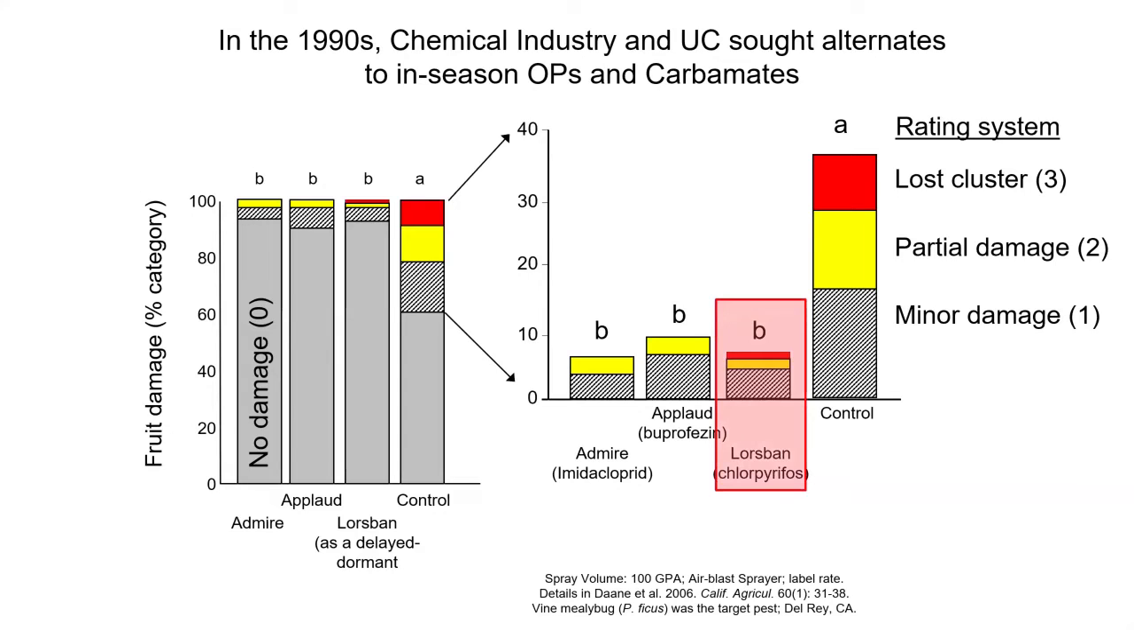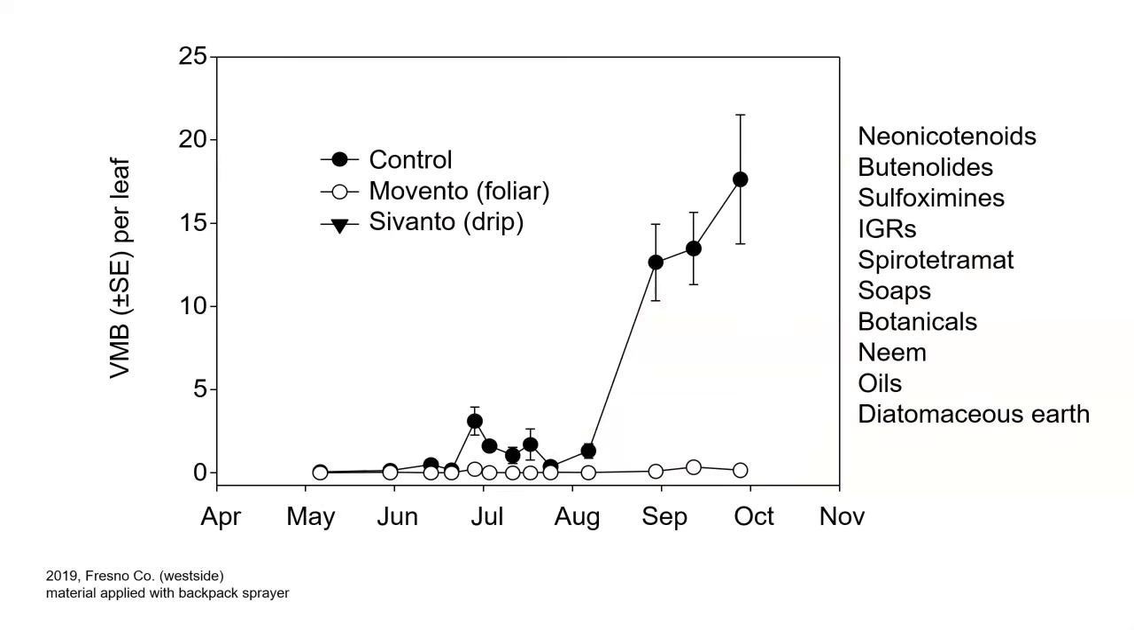So all of these mealybug control programs, Lorsban, Applaud in-season, and the neonics. So the neonics and Applaud in-season, all that's being questioned a little bit now. And so we have to always be looking for novel materials and new ways to use these other compounds. We've tested pretty much most of the different compounds that have come out there.